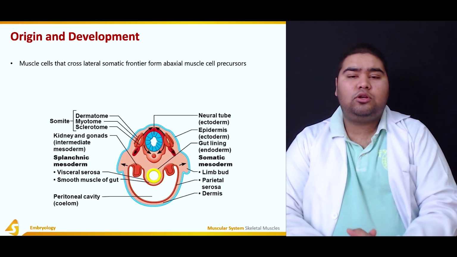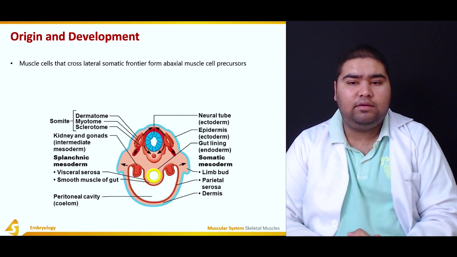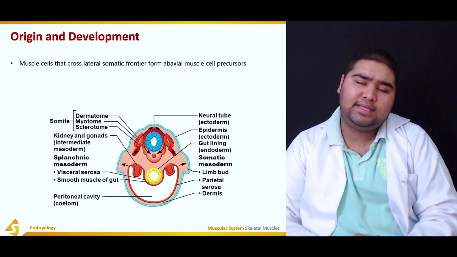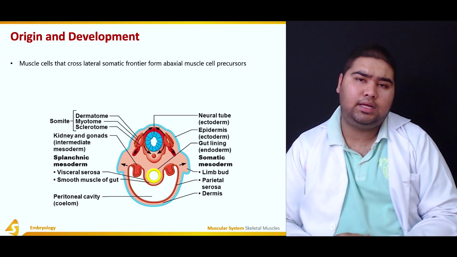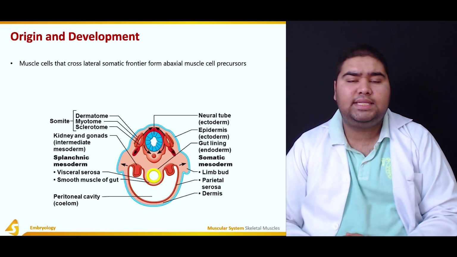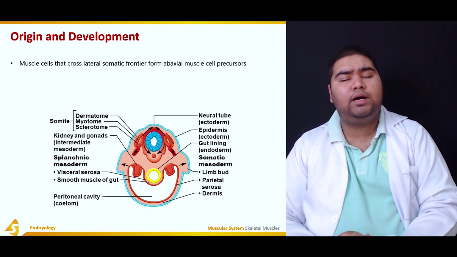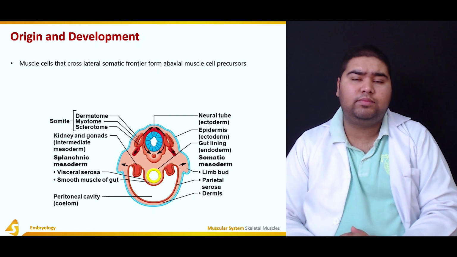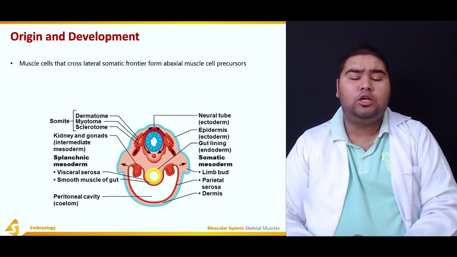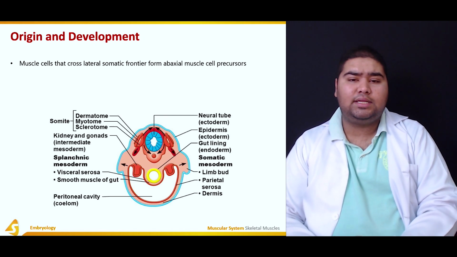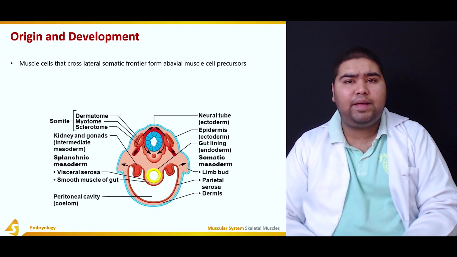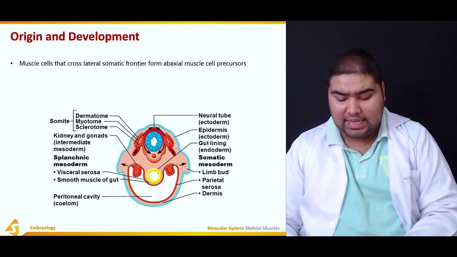Now, muscle cells that cross the lateral somatic frontier form the abaxial muscle cell precursors. Obviously, all muscle cells originate from these somites, from the myotomal segment of the somites. We talked about cells migrating from the myotomal segment into the parietal layer of the lateral plate mesoderm. So the muscle cells that migrated across the lateral somatic frontier form the abaxial muscle cell precursors.